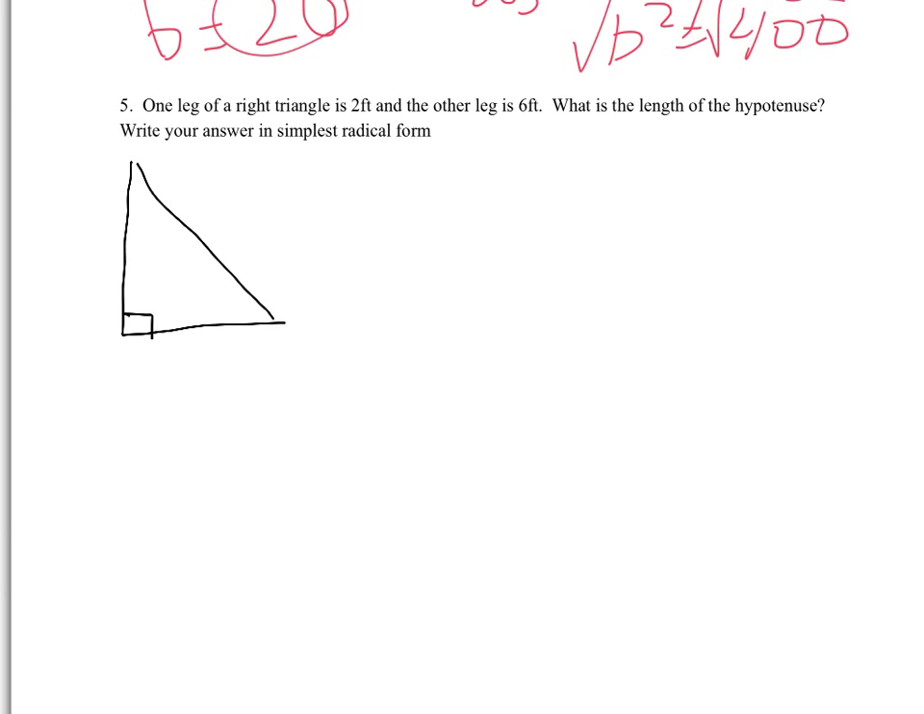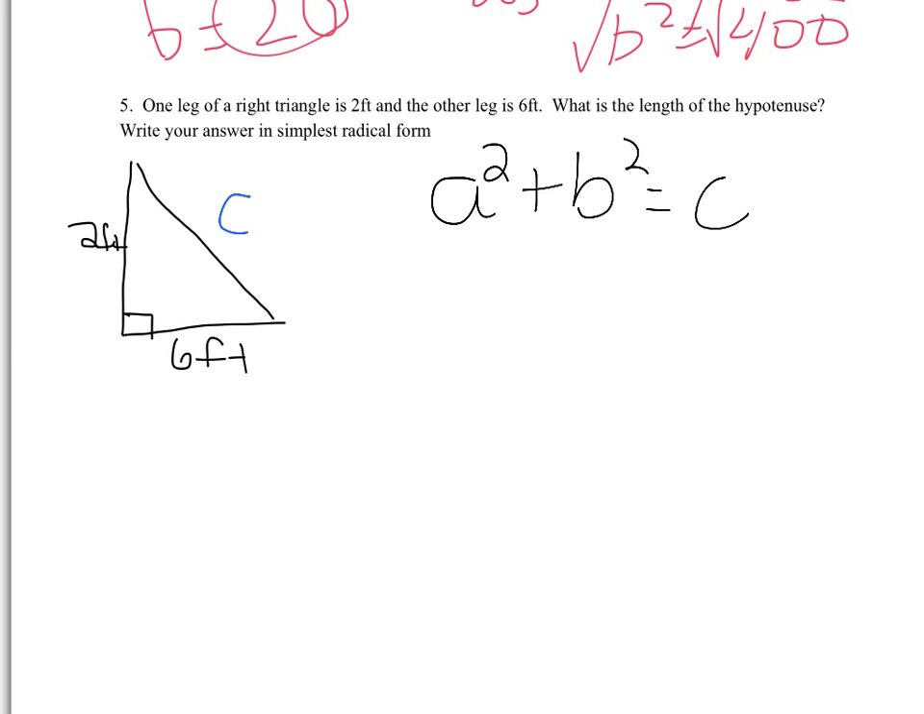And it said that one leg is 2 feet and the other leg is 6 feet. So remember that the legs, these are the two lines that form that right angle. What we need to find is the hypotenuse, and we'll label that C. So when it comes to solving this, the first thing I do is write down the Pythagorean Theorem. A squared plus b squared equals c squared.